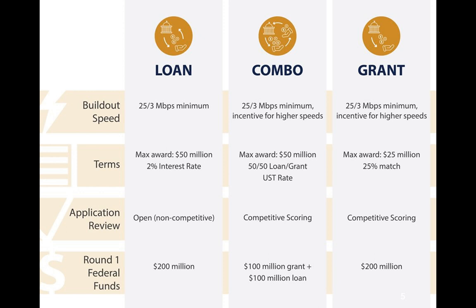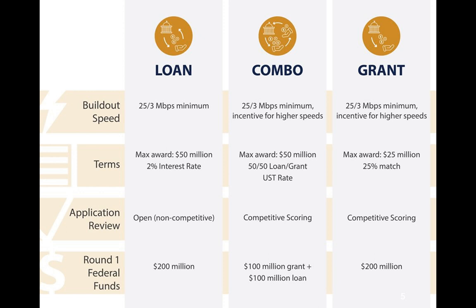Next, the loan grant combination product has $200 million in available funding, split $100 million for grants and $100 million for loans. The maximum award amount for projects in this category will be $50 million, and loan and grant amounts will always be equal. The interest rates for this product will be based on the Treasury rate at the time of the advance. Finally, the grant product also has $200 million in available funding.